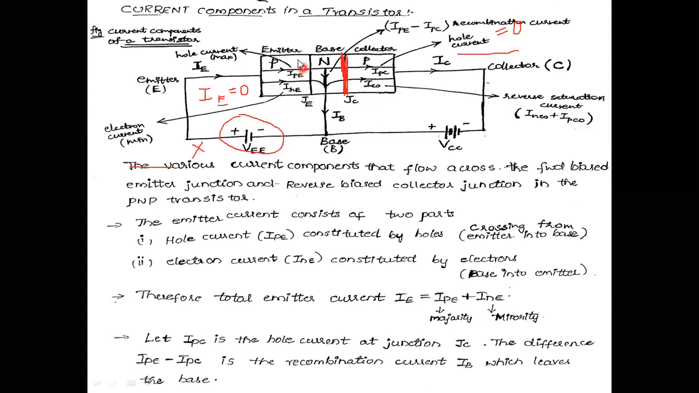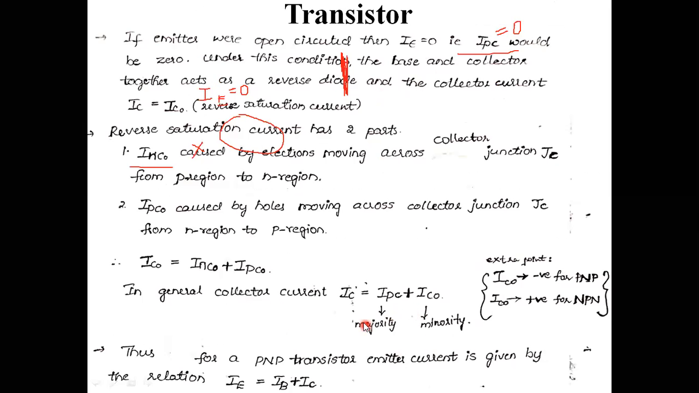Like that you can easily remember these 2 points. The total currents on the emitter side are IPE plus INE, whereas the total currents on the collector side are IPC plus IC naught. Like that you can remember, that is IC is equal to IPC plus IC naught. This IC naught again consists of two parts, that is INC naught and IPC naught. IPC is due to majority carriers and IC naught is only because of minority carriers.